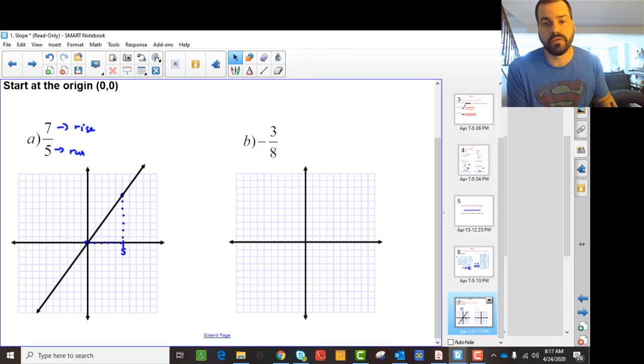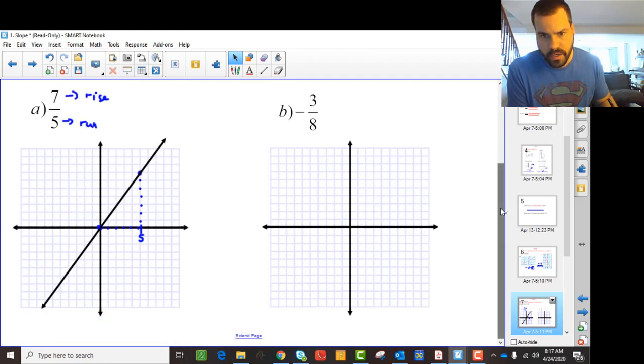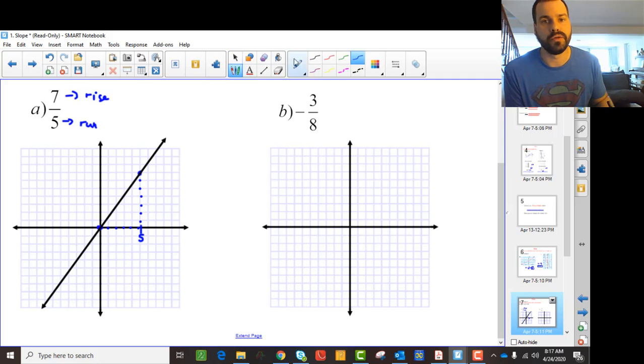Now, minus 3 over 8, same idea. I'm not sure how well you can see that grid. Hopefully you can see it. But if we draw this, we're going to start here at 0, 0. We're going to run 8. So 1, 2, 3, 4, 5, 6, 7, 8. Okay. And then we're going to rise minus 3. 1, 2, 3. Okay. So we're going to go there.